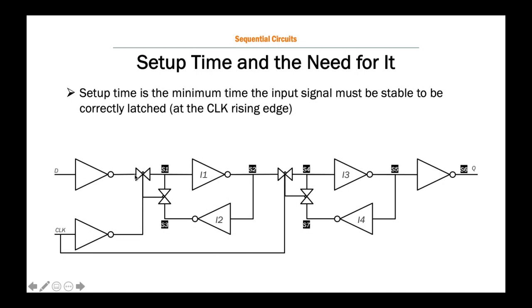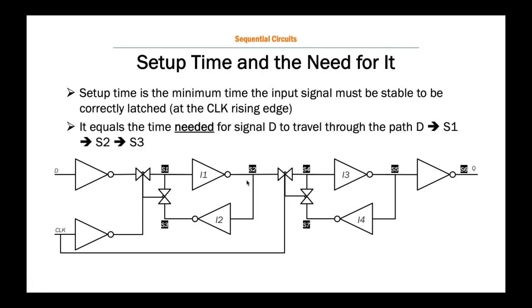So because I still need time to travel all that path and until I'm able to properly sample or get latched. So that's why the idea is that the setup time is the time needed for the signal D to travel through the path D to S1, S2, and S3. If we go with the example of 3 time units, just for the sake of the discussion, I would say that I need D to be ready at T minus 3. It needs to be ready from that time.